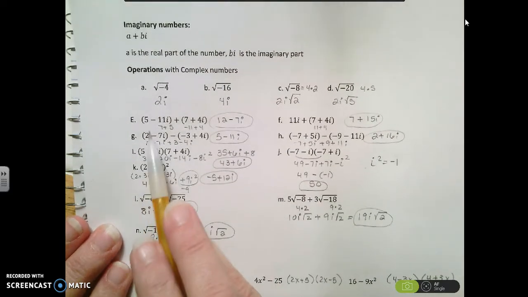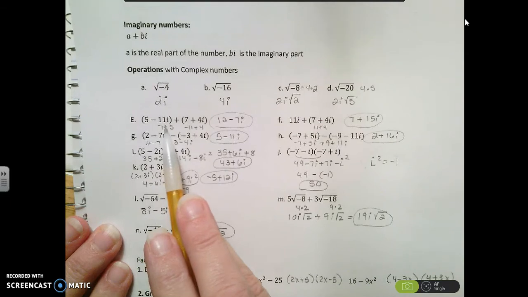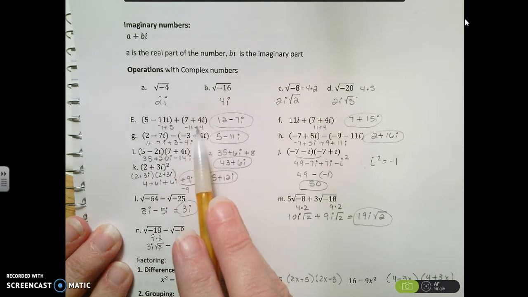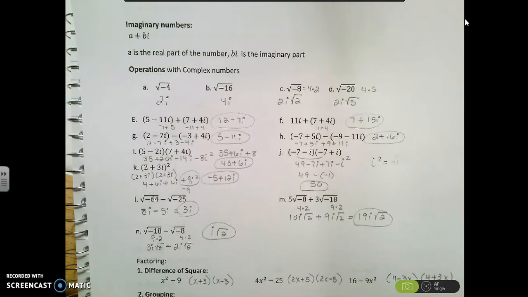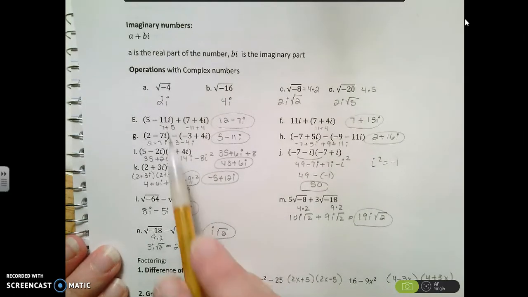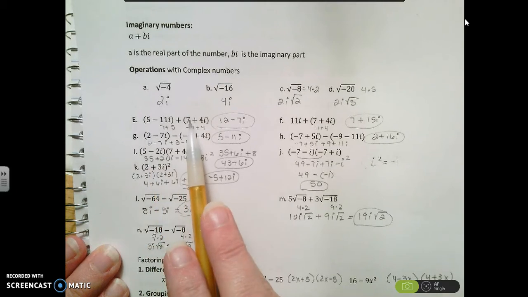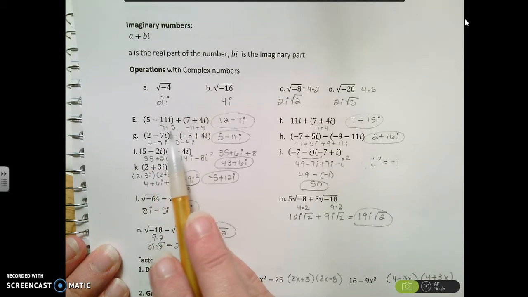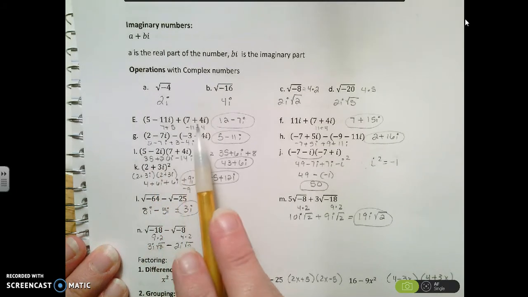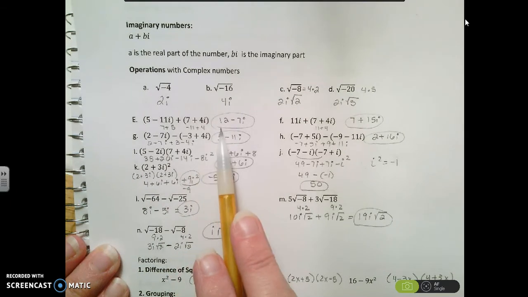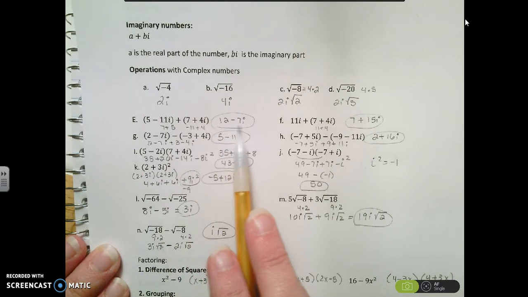You'll notice that you have 5 minus 11i plus 7 plus 4i. So when we're adding or subtracting, we work with these by dealing with the real part and the imaginary part. So 5 and 7 are the real parts, so we can add those together. And -11 and +4 are the imaginary parts, so we put those together and we get 12 minus 7i.